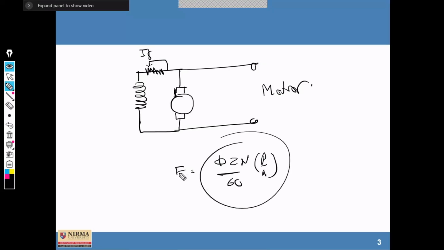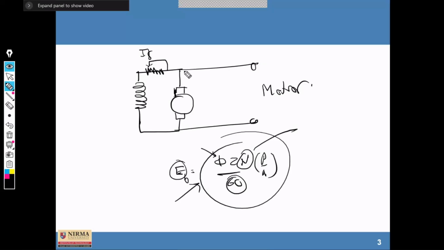So the induced EMF for a generator, or for a motor, is the back EMF. That flux is directly proportional here. So in this case, to increase or decrease the speed, this is the speed in RPS, because it is divided by 60 here, or if it is in RPM, it is N, phi Z N by P by A. So this is an expression which you do not need to remember, but for your understanding purpose, I am just sharing this here.